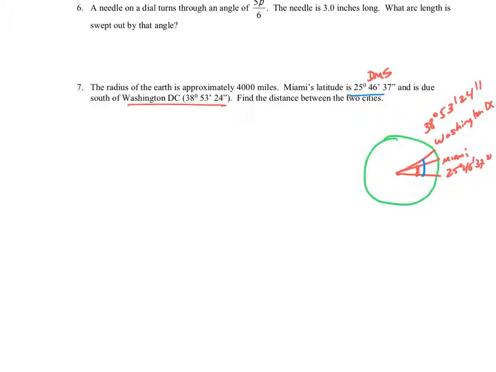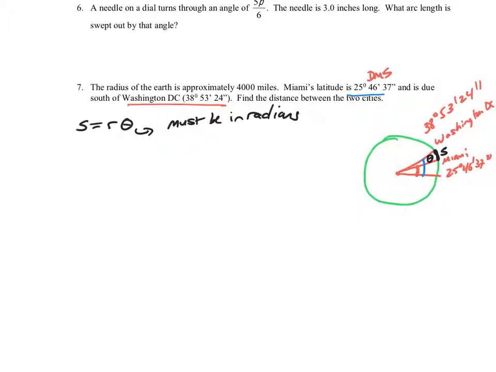And we are asked to find the distance between the two cities. The distance between the two cities is going to be the arc length on the sphere that represents the Earth, and the theta that we need is the angle that I drew right here, which is the difference in the latitudes between Washington, D.C. and Miami. So eventually we're going to say that S is equal to r theta, and here the angle must be in radians.